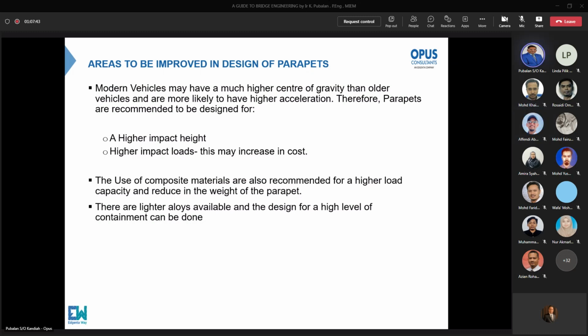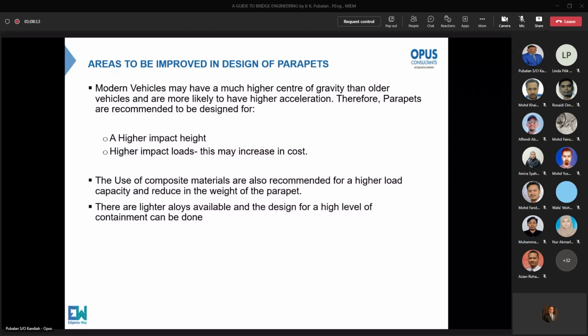So in the future, if you're engineers involved in some kind of design, and you see the need, you can always propose to the authorities, come on, don't go for a normal containment. That is based on the 1970s. Nowadays, the vehicles are much higher and also much faster. Remember the video we saw on the Penang Bridge? They were traveling so fast. So go for higher containment.